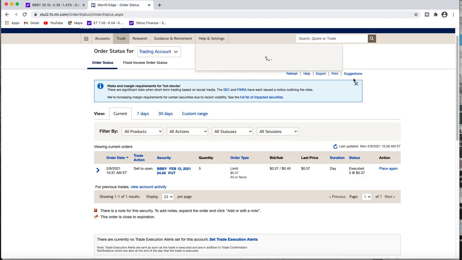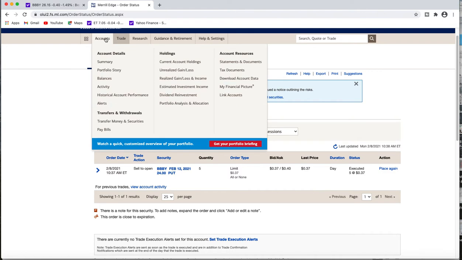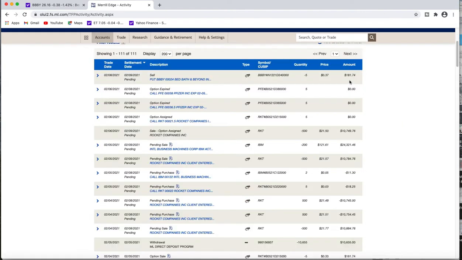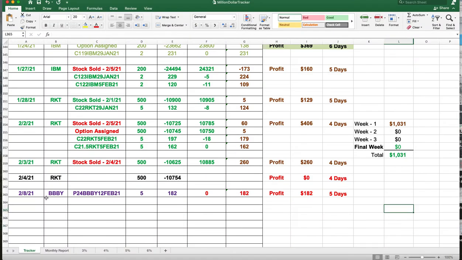Okay, before we get into that, let's go ahead and get our account right. Let's go to activity here. All right, that position, we received a premium of about $182. Okay. So let's go over here to our spreadsheet. Okay, we're set up here. So hopefully we make this $182. As long as it doesn't drop below $24 by the close of business Friday, we will collect that $182.